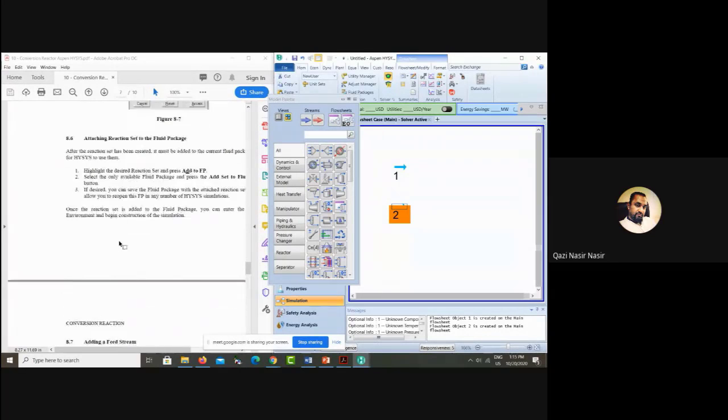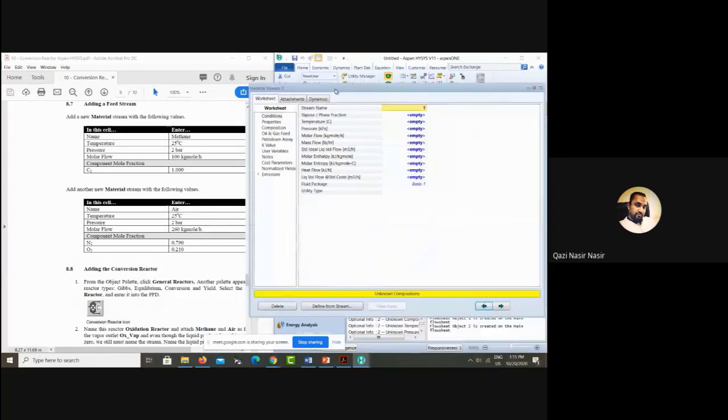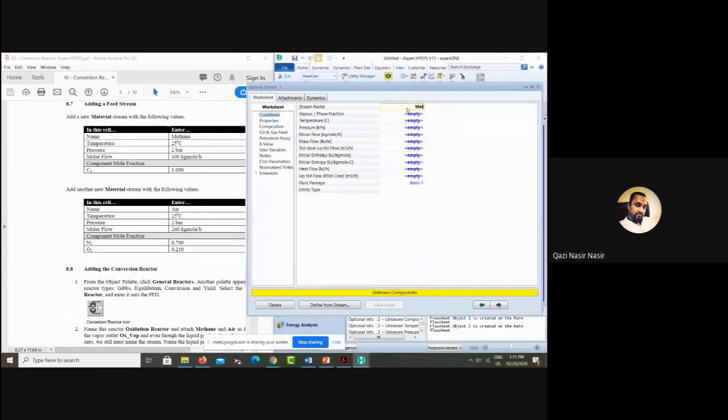Again, you double click and open the first one. I can call this one methane. This is called the methane stream. The temperature of this stream is 25 degrees Celsius. For pressure, I can change the unit set here, but I just want to use the unit converter here. So 2 bar means if you add 2 and change into bar, it will convert into kilopascal and put it here. So 2 bar means 200 kilopascal.